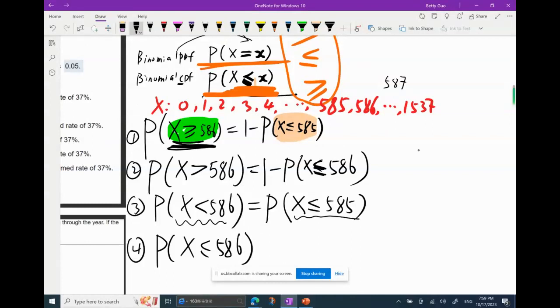If it is bigger than or equal to, how do we handle it? If it is strictly bigger than, how do we handle it? If it's strictly less than, how do we handle it? If it's less than or equal to, how do we handle it? It's only those cases.